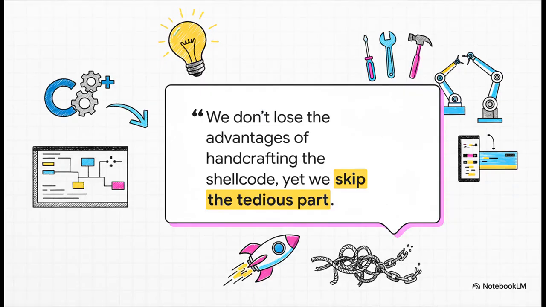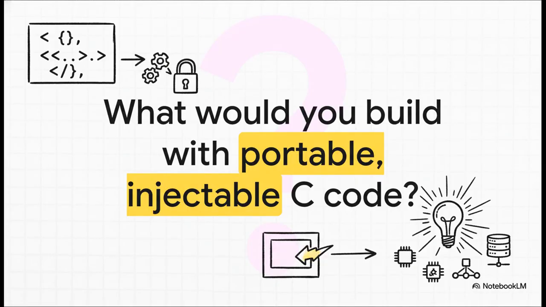The researcher who came up with this, Shiraz, really said it best. We don't lose the advantages of handcrafting the shellcode, yet we skip the tedious part. And that's what it's all about, right? Working smarter, not harder, to get an incredibly powerful result. So when you put it all together, what does this method give you? It's the power to take really complex logic, written in a high-level language, and turn it into something that's totally portable, totally injectable, ready to run inside almost any process out there. And that really just leaves one big question. What would you build with that kind of power?